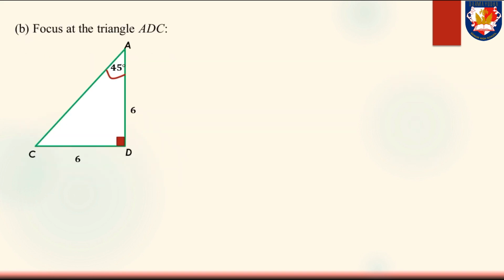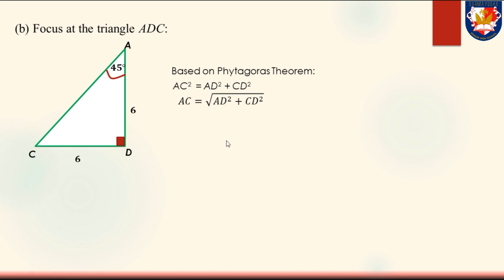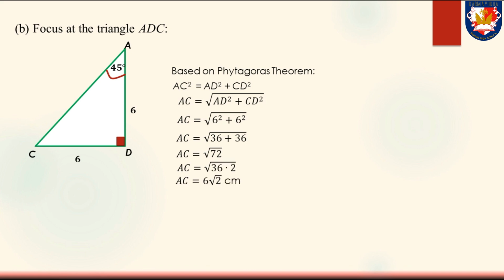Focus on the triangle ADC. Based on Pythagoras theorem, we have AC squared equals AD squared plus CD squared. AC equals square root of AD squared plus CD squared. Substituting the values of AD and CD into the formula, we obtain AC equals square root of 72 or 6 square root of 2 cm.